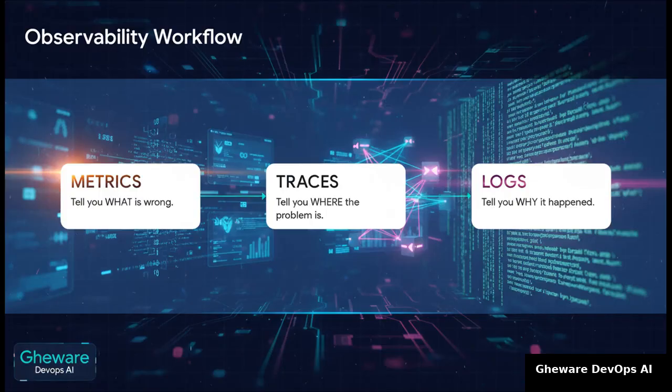And the workflow is always the same. It's actually really straightforward. First, metrics tell you what is wrong. Then, traces tell you where the problem is. And finally, logs tell you why it happened. Just remember that. What, where, why. That's the whole sequence. Let's break each one down.